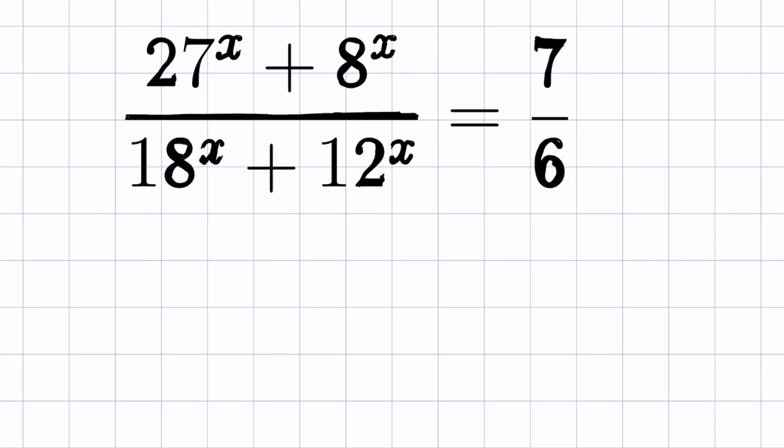(27^x + 8^x)/(18^x + 12^x) = 7/6. We have to find the value of x.